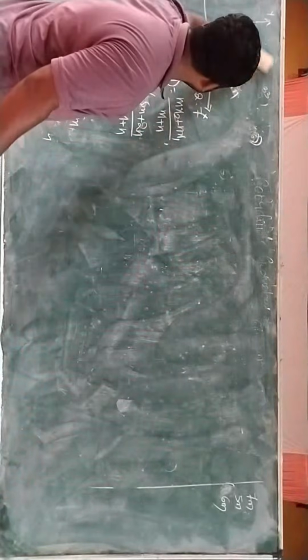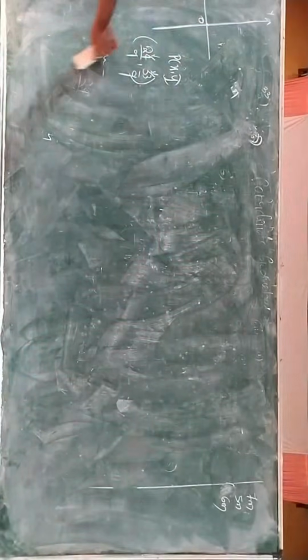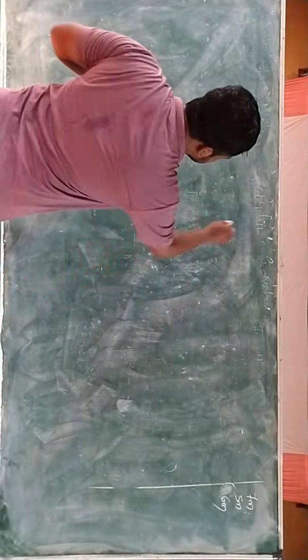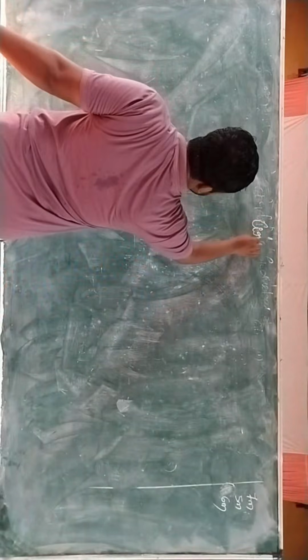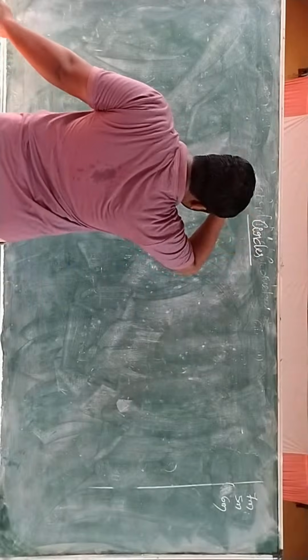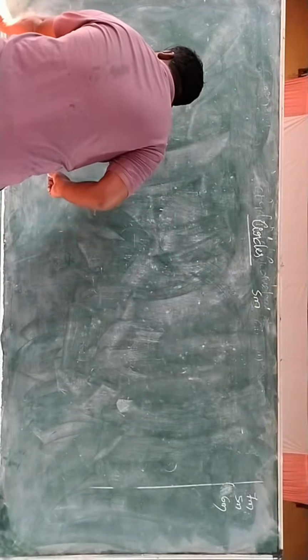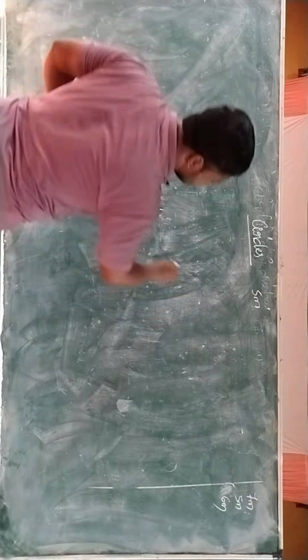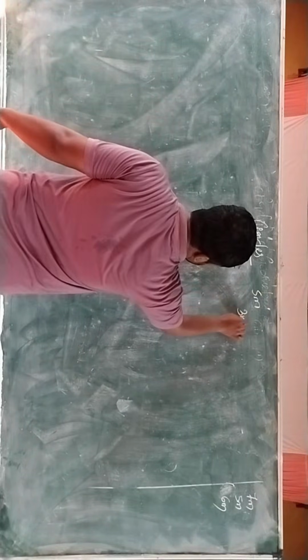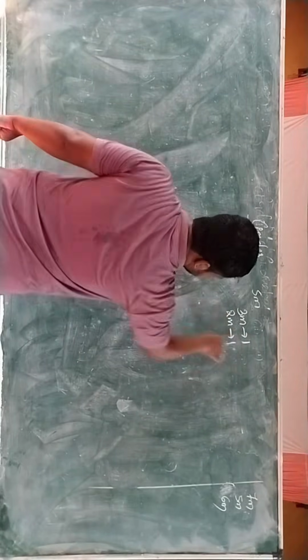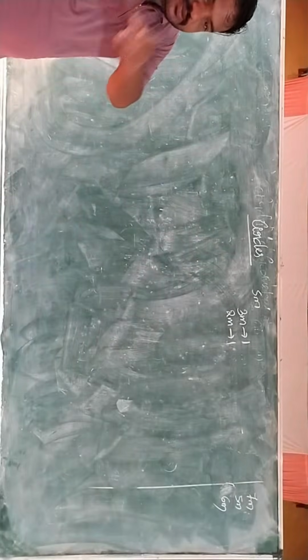Total weightage. How many marks? 5 marks. Circles total weightage 5 marks. So here one fixed question, 3 marks, 1 theorem, and 2 marks, 1 question. 3 marks, 1 theorem, and 2 marks, 1 question.